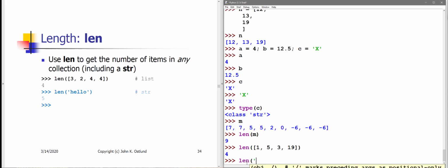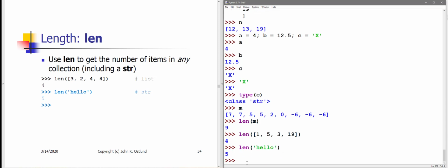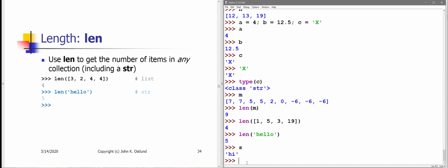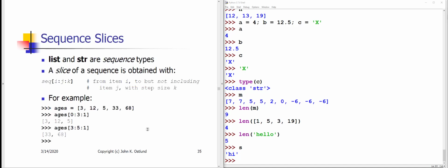A string is also a collection as far as len is concerned. So I can use the len function to find out how long a string happens to be. So len tells me how many characters there are in a string or how many items there are in a list. Later we'll also see that we can use len to find out how many items there are in a set or how many items there are in a tuple, and so on. So both list and str are what are called sequence types. That is, you can index into them using integer subscripts from 0 up to whatever the maximum legal subscript is.